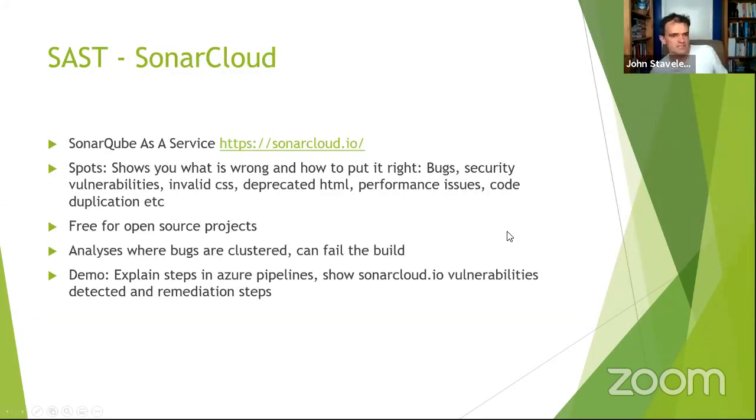Okay, so next up, SonarCloud, which is the SonarQube service. Again, this gives you a lot of information about your code, not just security issues, but it also shows you what's wrong and how to put it right. So you can show bugs, security vulnerabilities, invalid CSS, deprecated HTML, performance issues, code duplication, statistics. It's free for open source projects, so the version I'm using is free. And it analyzes where bugs are clustered and can fail the build. It's very simple to set up. So it's just a couple of sections in your Azure Pipelines.